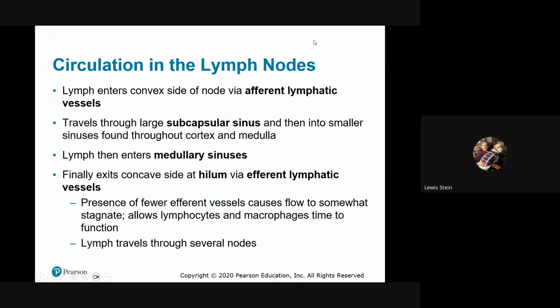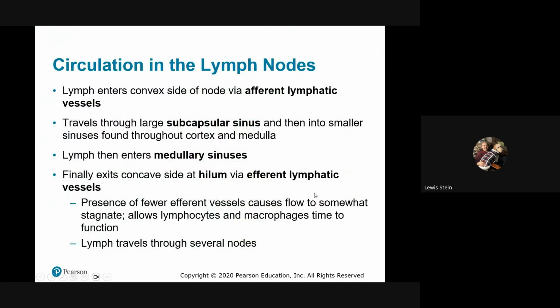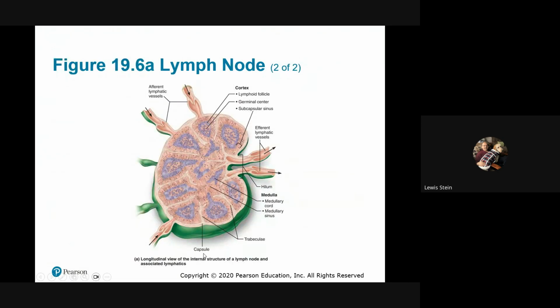And so they enter by afferent or incoming, and then they leave by efferent at that notch. Whenever we see a notch like that, it's called the hilum or hilar area. So you have incoming afferent and outgoing efferent vessels. Because of the fewer exits, it's somewhat stagnant, which allows the lymphocytes and macrophages time. It's not a rapid process. It goes through multiple nodes, filtering and filtering and filtering. In the baking industry, we call that triple sifting. It makes that very, very fine aerated flour.